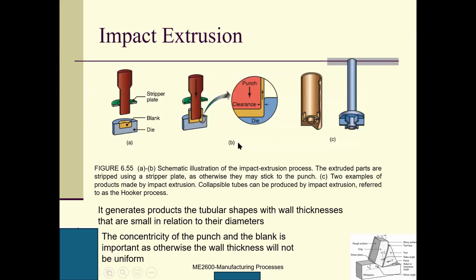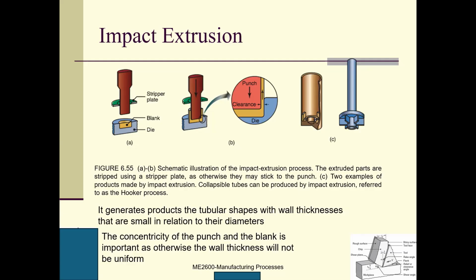So here we talk about impact extrusion. This is a schematic illustration of the impact extrusion process. The part is stripped using the stripper plate. This is the blank, the raw material, and this is a die. This is a stripper plate, and as the punch comes down, the part may stick to the punch, so here a stripper plate is used. Two examples.